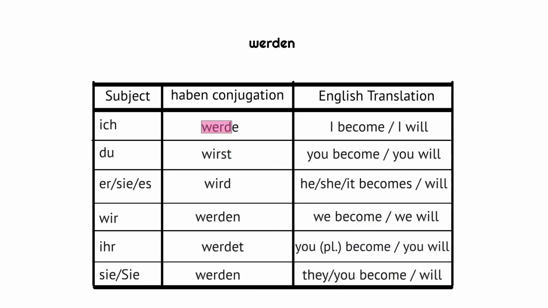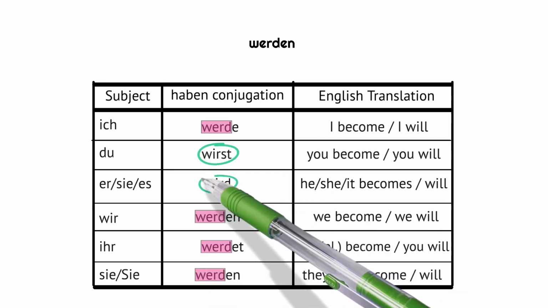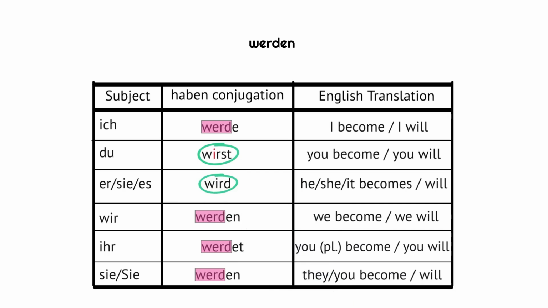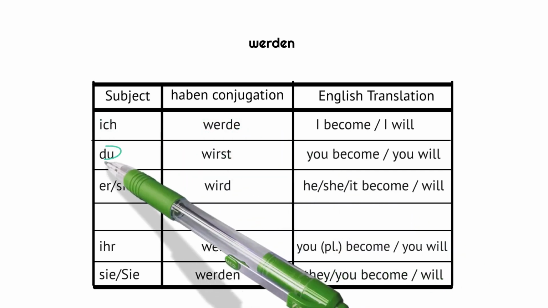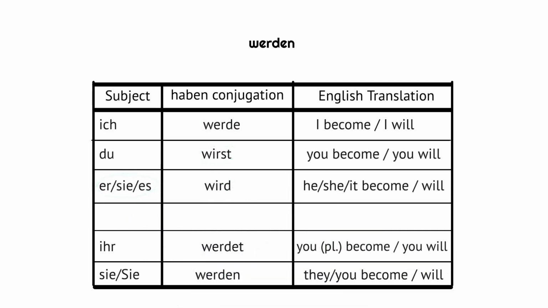Notice the change. The core stem werd is used everywhere, except the singular forms du wirst and es wird. E switches to an I. This is a common pattern for many German verbs, so getting used to it here is key. Let's read it out to build that muscle memory. Ich werde. Du wirst. Sie, es wird. Ihr werdet. Sie werden.